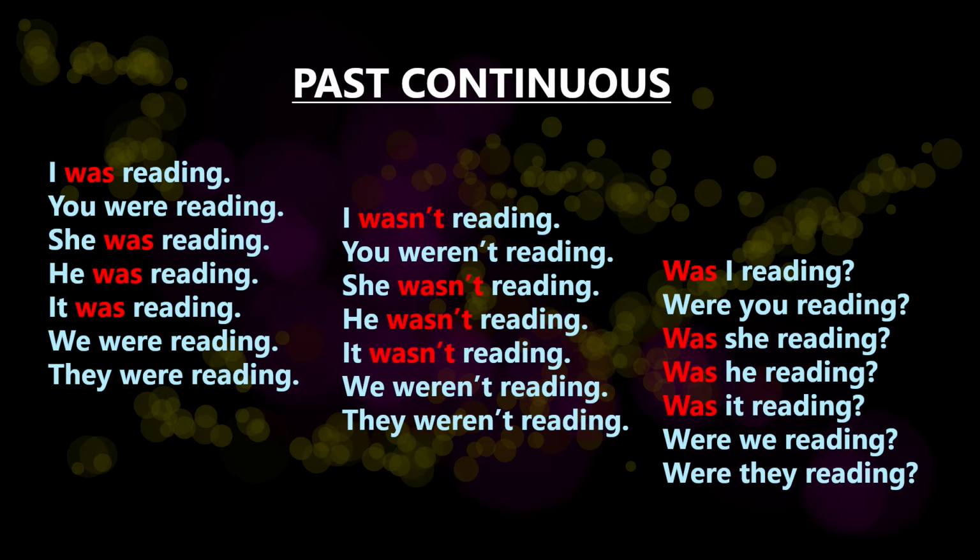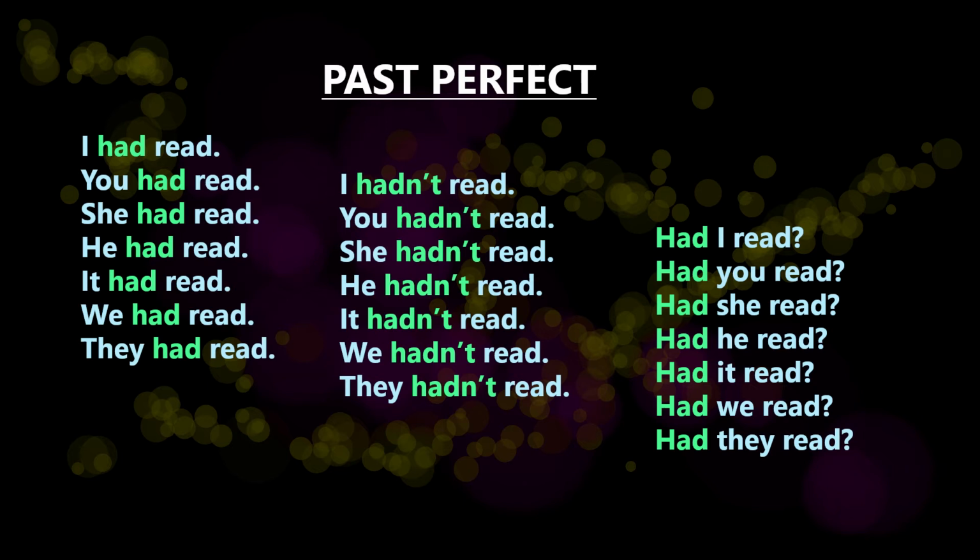Was I reading? Were you reading? Was she reading? Was he reading? Was it reading? Were we reading? Were they reading? Past perfect. I had read, you had read, she had read, he had read, it had read, we had read, they had read, I hadn't read, you hadn't read, she hadn't read, he hadn't read, it hadn't read, we hadn't read, they hadn't read.